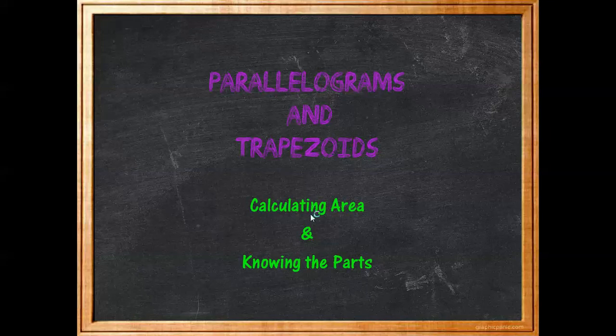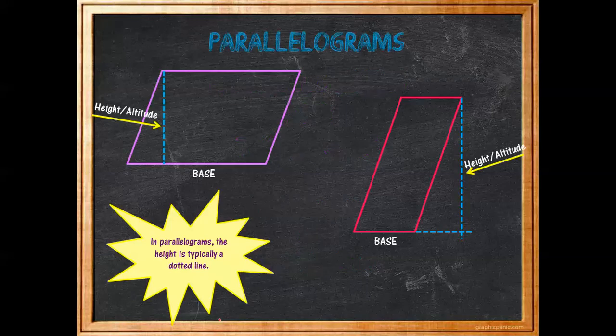In this video, we're going to talk about parallelograms and trapezoids, how to calculate the area, and knowing the parts of them. Okay, so for a parallelogram, remember a parallelogram has two pairs of parallel sides, and we know that those parallel sides are also congruent.